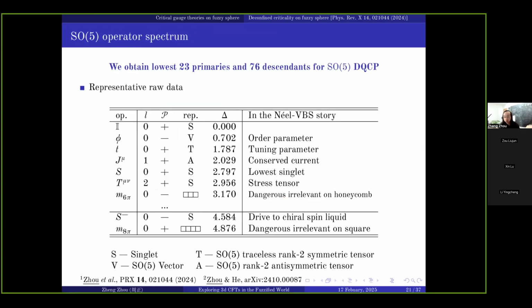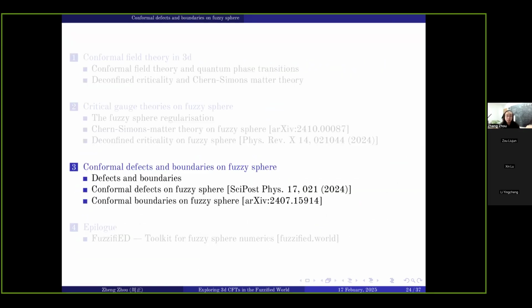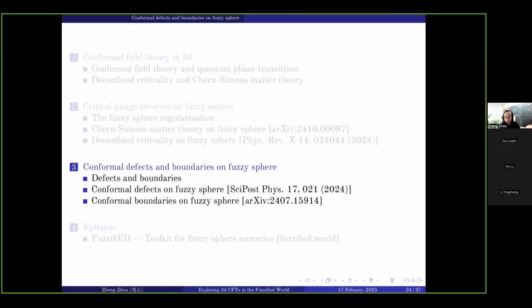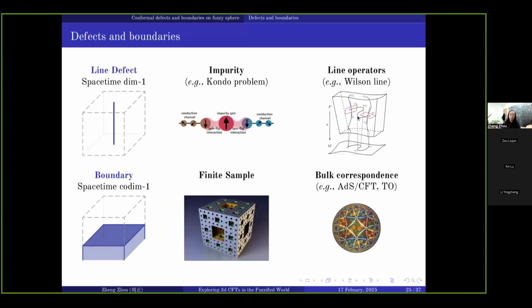I think the time is quite limited, so let me briefly introduce the conformal defects and boundaries we study. I don't want to really put any cutoff. If you wish, you can take as much time as you want. Okay. Thank you.